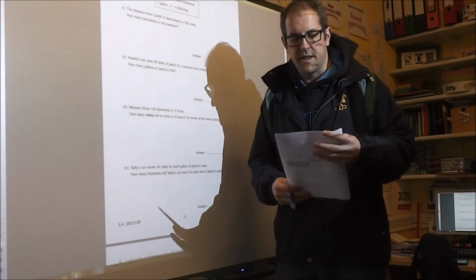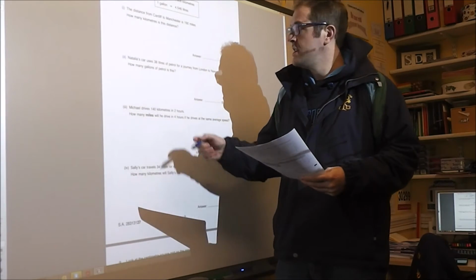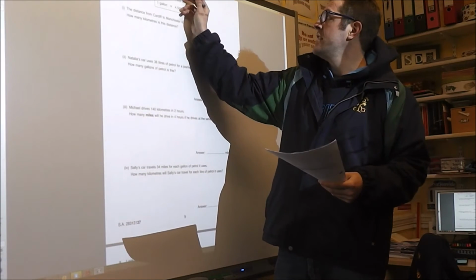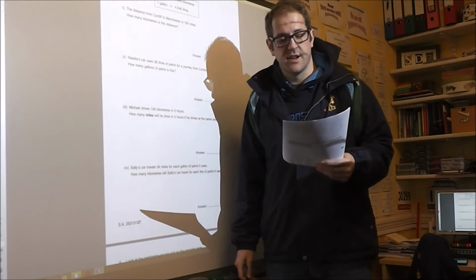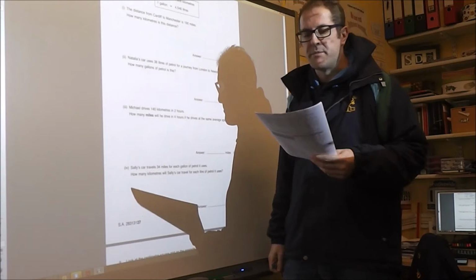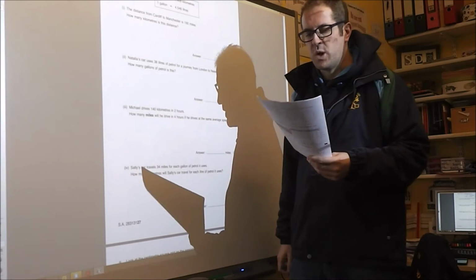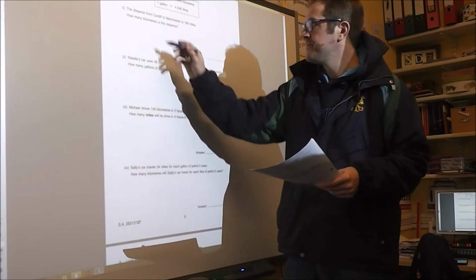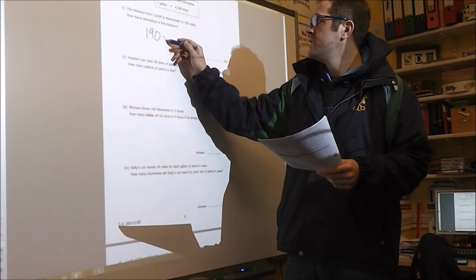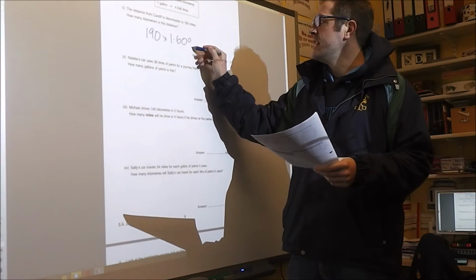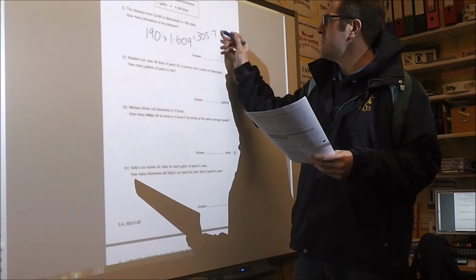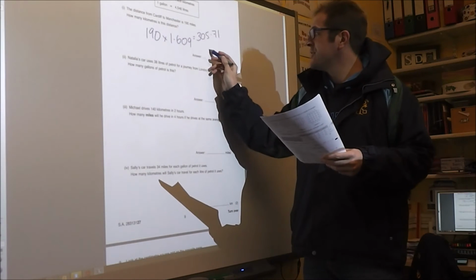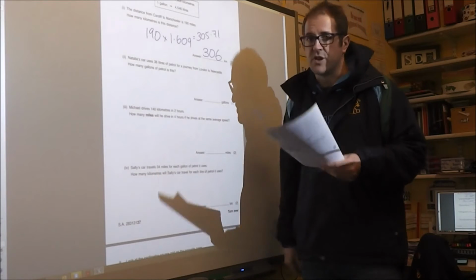Question 8 is about using a conversion of units. Just take note, it says there 3 significant figures, which is standard for a calculator paper anyway, but just be careful what they ask you to round it to. 190 miles times by 1.609 means it's 305.71. Round is 3 significant figures, 306.